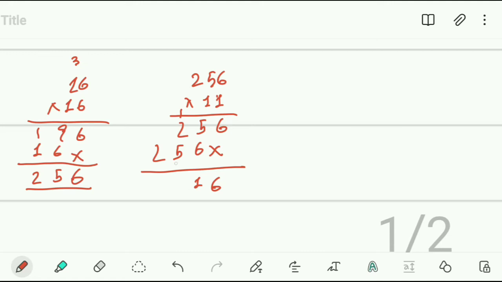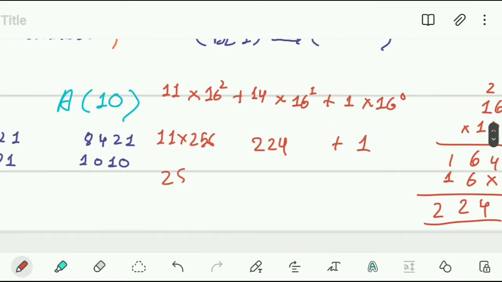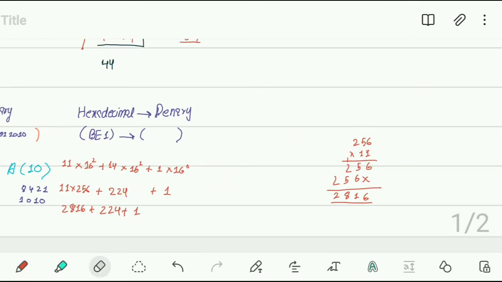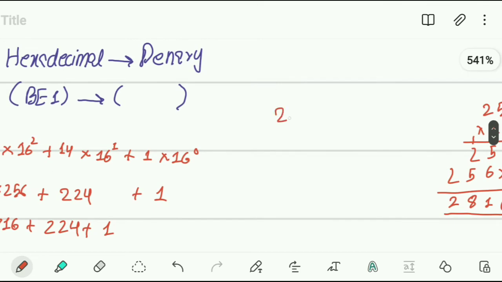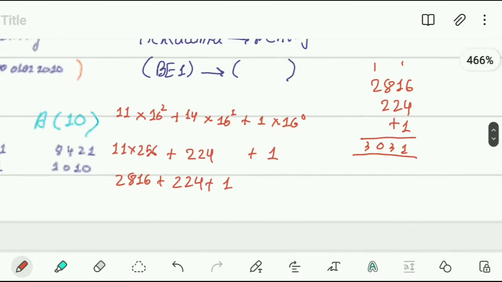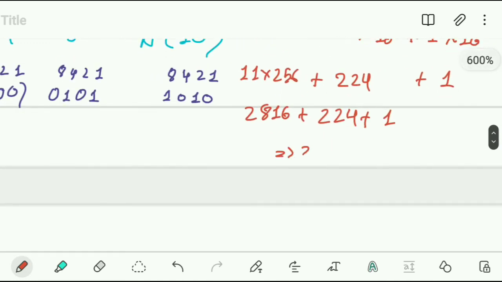It's going to be 11. Carry forward 5, 6, 7, 8 and 2816. So it's going to be 2816 plus 224 plus 1. Now do the addition. If I do the addition, 2816, 224 and 1, then it would be 1 1. This is 3, 10 1. This is 3031. Okay, so this is basically the answer.